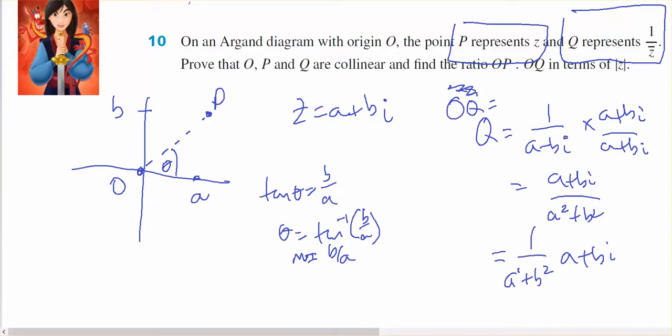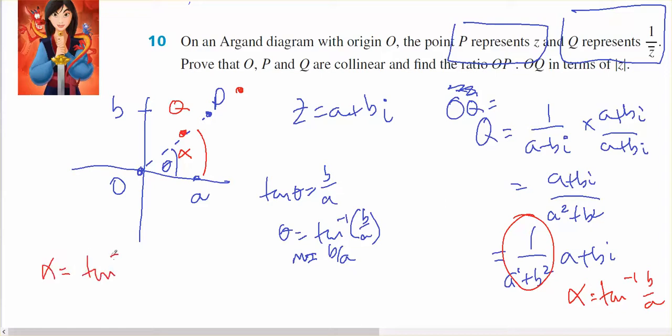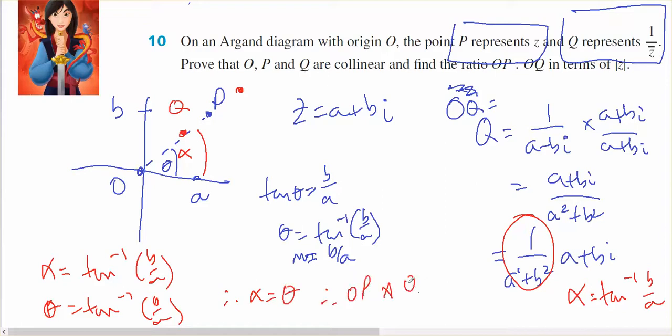So if I was to represent Q, Q is going to be somewhere along here where the angle of Q will be the inverse tangent of B on A. So it's the same angle. So alpha equals beta, and Q is somewhere along here, depending upon the value of 1 on A squared plus B squared. So since alpha equals the inverse tan of B on A, and theta equals the inverse tan of B on A, therefore alpha equals theta, therefore OP and OQ are parallel, therefore O, P and Q are collinear.